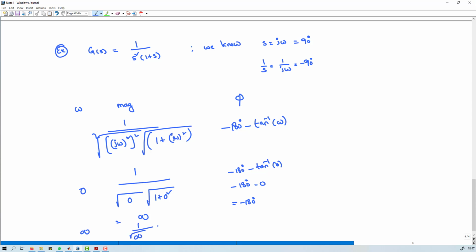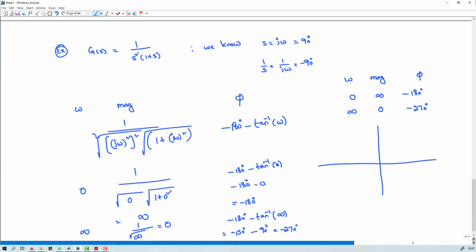Now at omega equal to infinity, we substitute: 1 by infinity is 0, and the angle is minus 180 minus tan inverse of infinity. Tan is infinity whenever the angle is 90 degrees. So minus 180 minus 90 is minus 270. Now we have got both the values at omega equal to 0 and at omega equal to infinity. Now we will draw the same polar plot in the xy axis as we have seen. So let us list down the magnitude and phase at omega equal to 0, and at infinity.